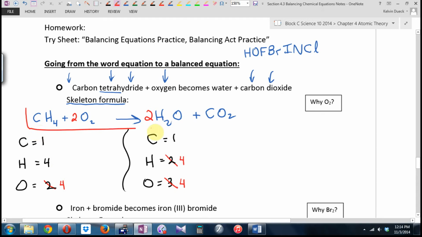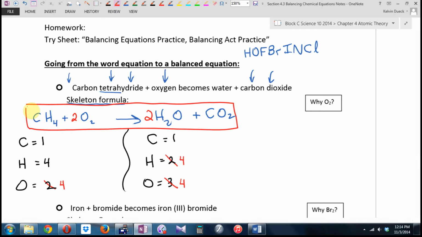So this is, on your test, what I would look for as the balanced chemical equation. It turns out if you want to combine carbon tetrahydride and oxygen and end up with water and carbon dioxide, you need one carbon tetrahydride, you need two O2 molecules, four oxygens, and you'll end up with two water molecules exactly and one carbon dioxide molecule exactly.